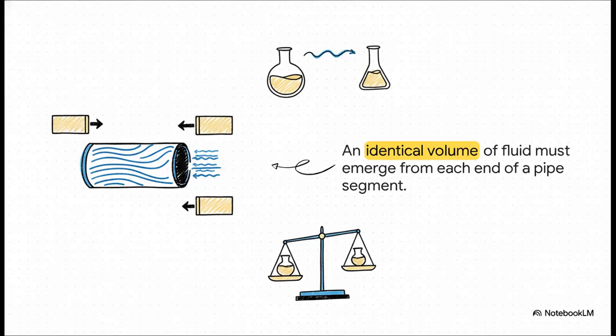Well, the answer lies in something called the equation of continuity. For a fluid we can't compress, like water, it's a simple idea. The amount of fluid that flows into one end of a pipe has to be the same amount that flows out the other end in the same amount of time. You can't create or destroy the water inside the pipe. What goes in must come out.